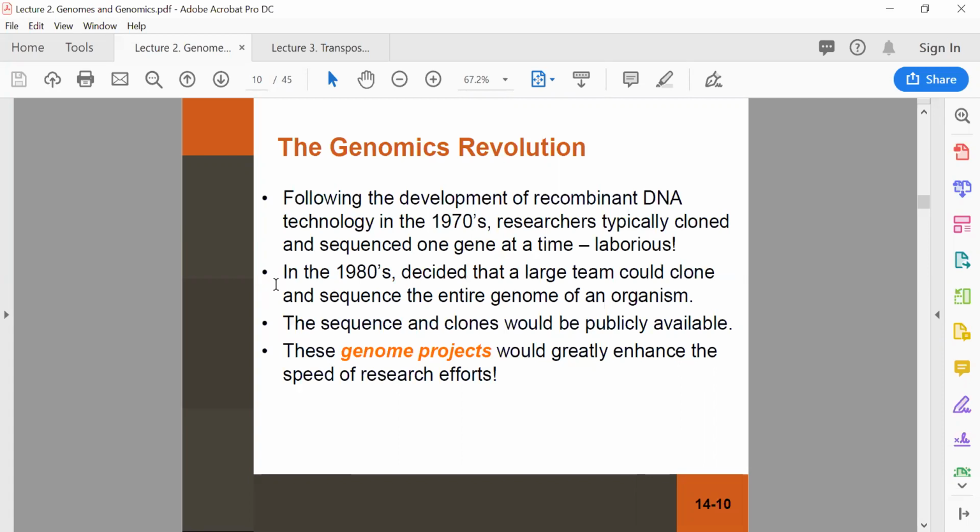Then by the time we hit the 1980s, it was decided that a genome project would be undertaken. So a large team of researchers decided that if they could assemble enough people, enough computing power and so on, they could actually clone and sequence the entire genome of an organism. And they decided that the sequence and the clones would be publicly available. And of course, if successful, these genome projects would enhance the speed of research efforts. So here began an era known as the genomics revolution.